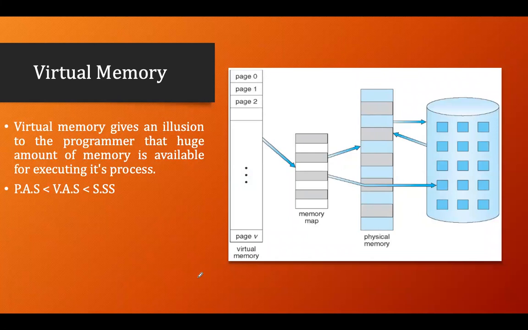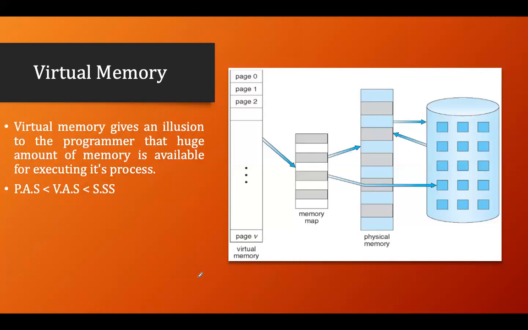In the concept of paging, what you understood is we divide the process into a number of pages, and these pages we put into the frames in the physical memory. Whenever we require the pages, we load them into the main memory from the secondary memory. That process is called swapping. When we do swap in and swap out, it depends upon whenever we require those pages.